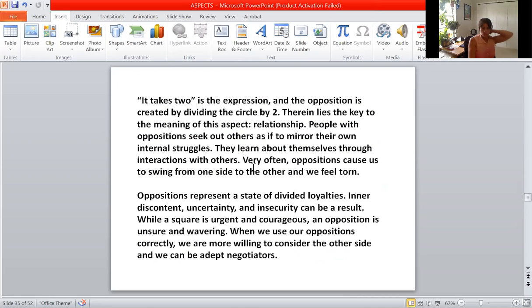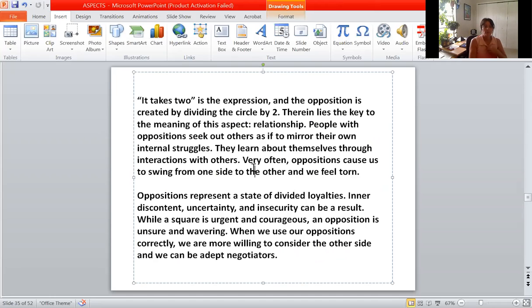Takes two is the expression, and the opposition is created by dividing the circle in two. Therein lies the key to the meaning of this aspect: relationship. People with oppositions tend to seek out others as if to mirror their own inner struggles. They learn about themselves through interactions with others. Very often oppositions cause us to swing from one side to the other and we feel torn, but it also reveals the other side. Somebody that doesn't have any oppositions might have a big problem with relationships because they don't know what it's like to even be forced to look at something opposite.